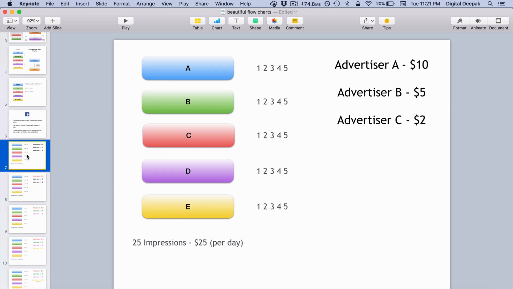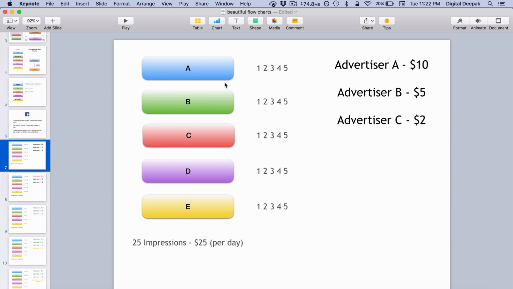So this is the model that I have come up with, and what I want you to do is think that there are five people, A, B, C, D and E, and let's consider that these are the only five people ever using Facebook, just so that we can understand the model. These people are using Facebook for something like 5 to 10 minutes per day and they are scrolling through their news feed.